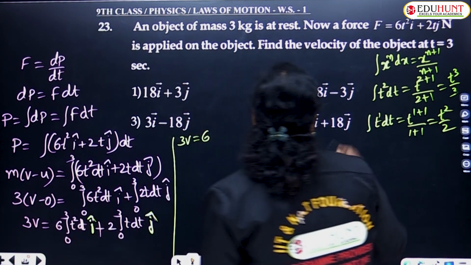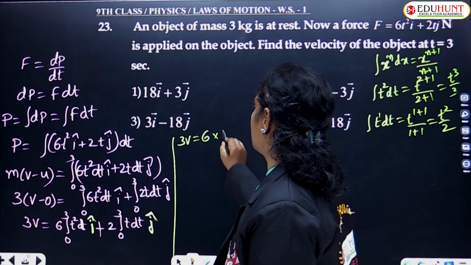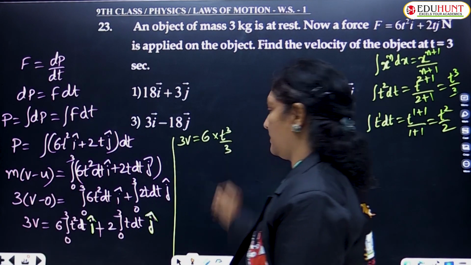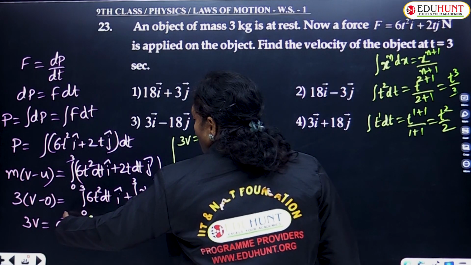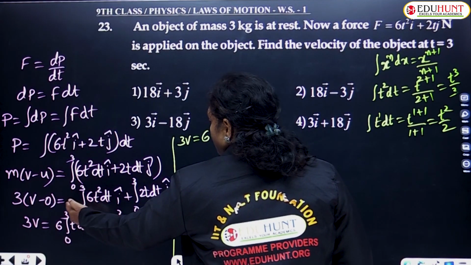Integral of t square dt is written as t cube by 3. What is this, children? t cube by 3. That's it. Then what happens to these values? This is lower, this is upper. So this is called the lower limit and this is called the upper limit.